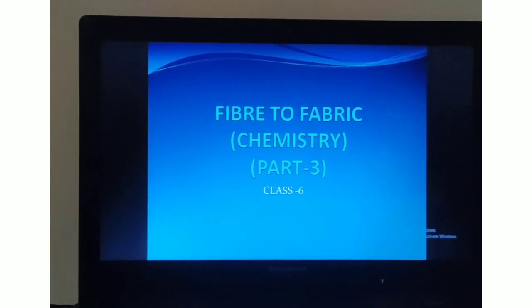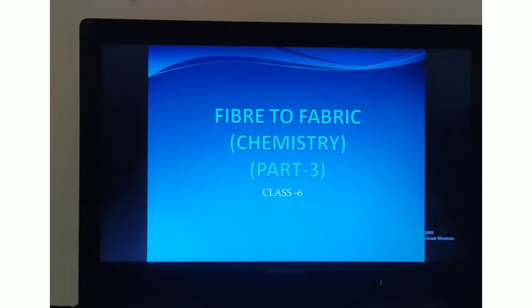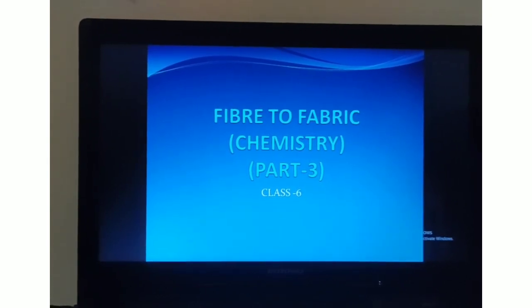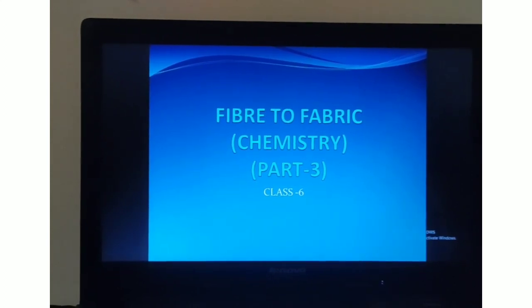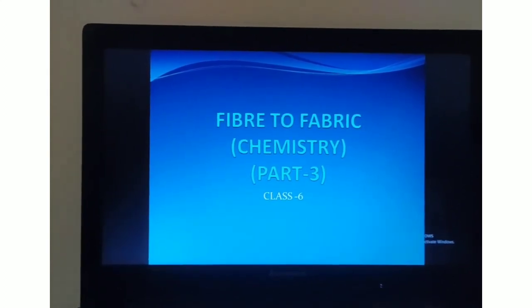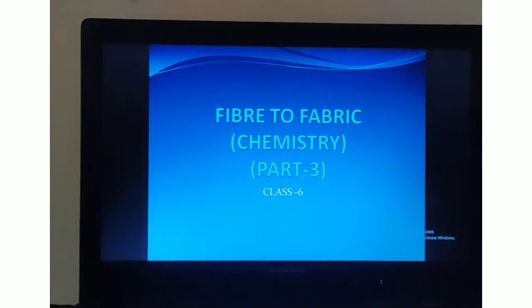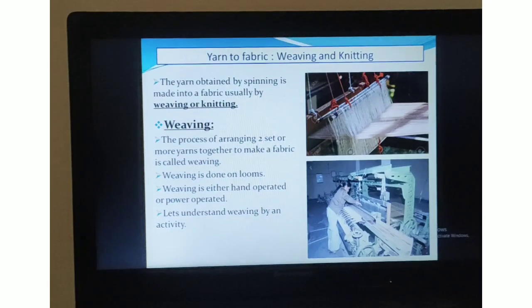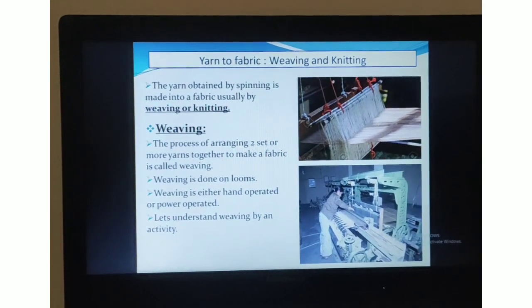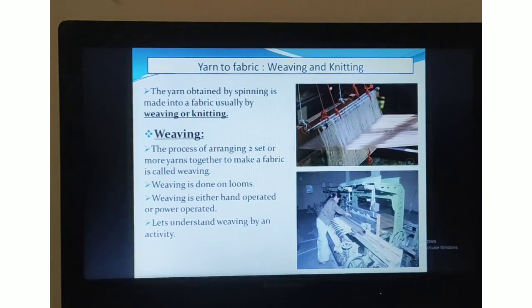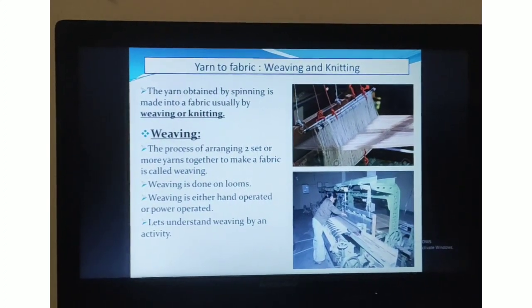Now today we are going to complete the second process, that is yarn to fabric, the process of obtaining fabric from the yarn. We will understand this process today. So why waste time? Let's start. Over here the title is given: yarn to fabric, the second process, that is weaving and knitting.